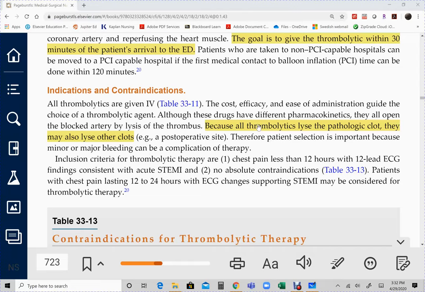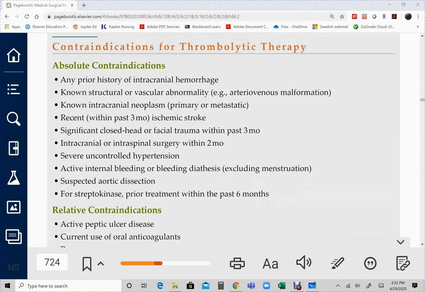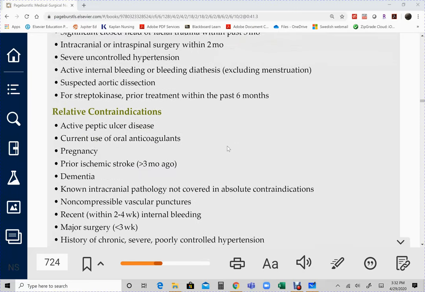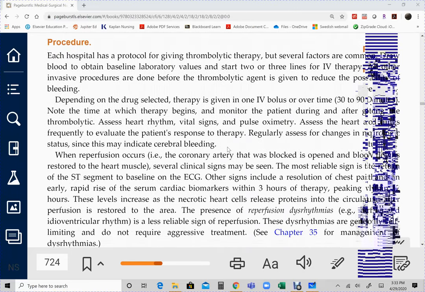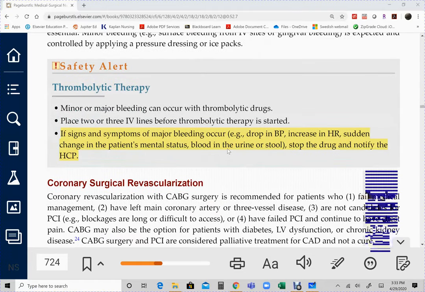It will dissolve any clot. It won't choose to just dissolve the clot in the coronary arteries. So if the patient has any clot at all anywhere in the body, they will all be dissolved. So that's why this would explain why they can't have it if they had intracranial surgery within the last 2 months, or if they had recent bleeding or recent surgery. All right, so this is now nice to know procedure, but again, the testable part here is your pre and post-op nursing care. That's your main responsibility. That's the testable part.